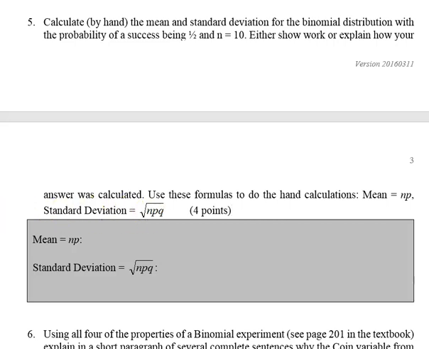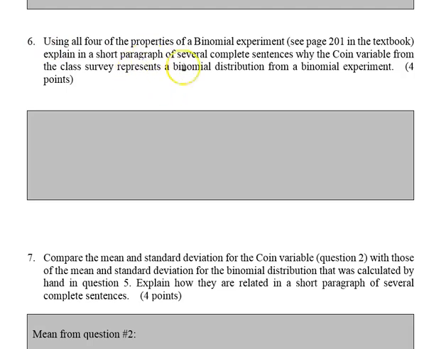For number 6, answer this question completely. Use the definition of what a binomial experiment is. You can find that in your textbook. And we're just talking about why this coin flipping scenario fits the necessary criteria to be a binomial situation.